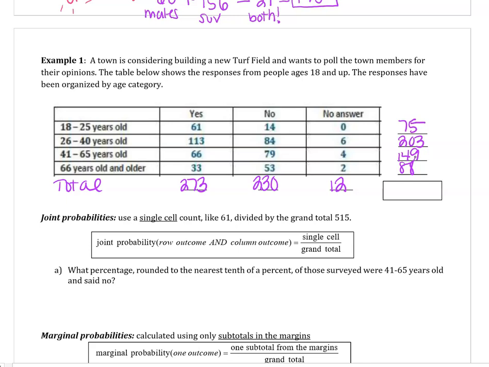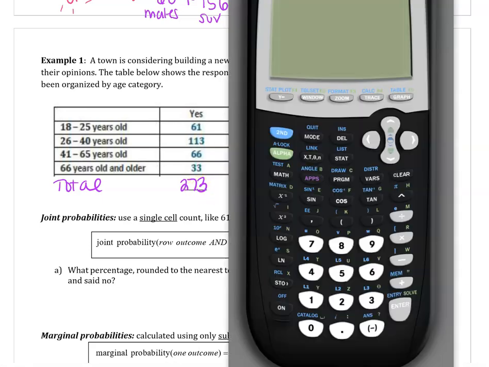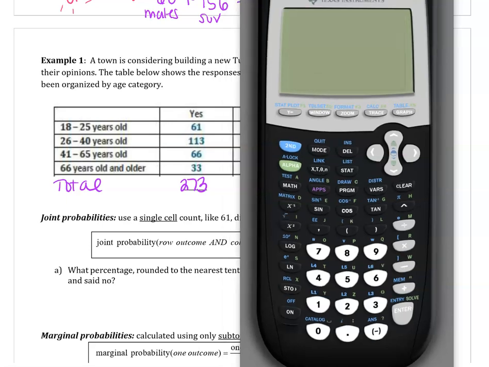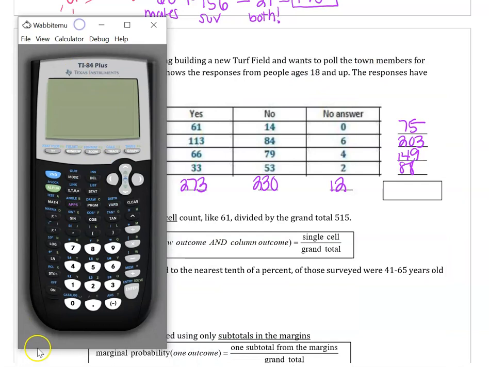Okay, so then from there, our total, if you did everything right, these numbers should be the same as these numbers summed together. So here, let me pull out my calculator. Make this a little smaller. Okay, so I'm going to do 75 plus 203 plus 149 plus 88, and that gives me 515. Now, if I add the numbers along the bottom here, I should get the same answer. So 273 plus 230 plus 12.